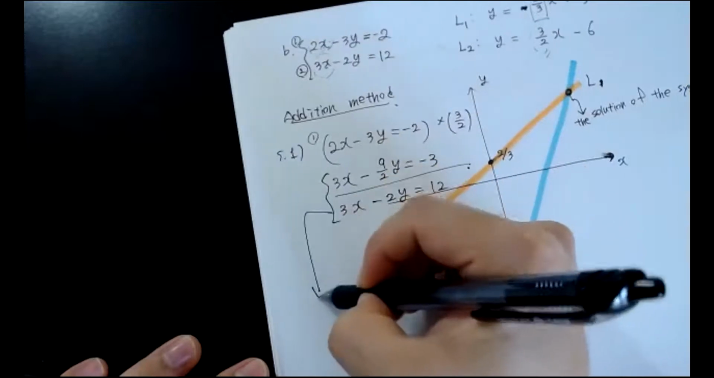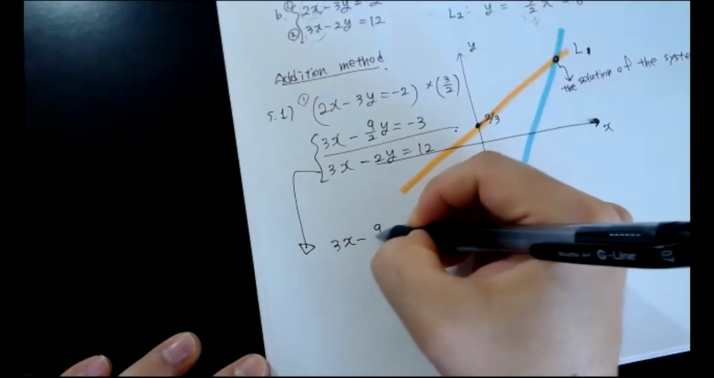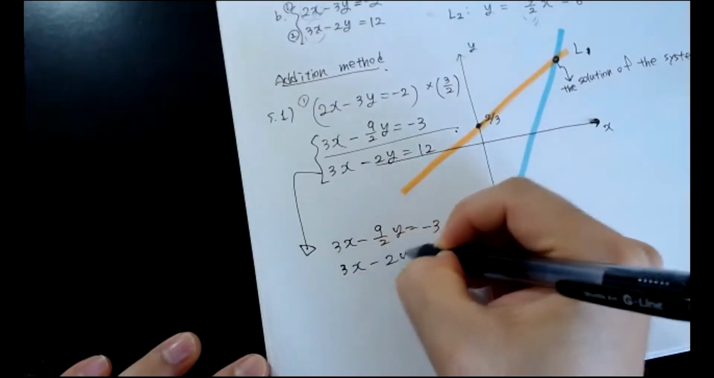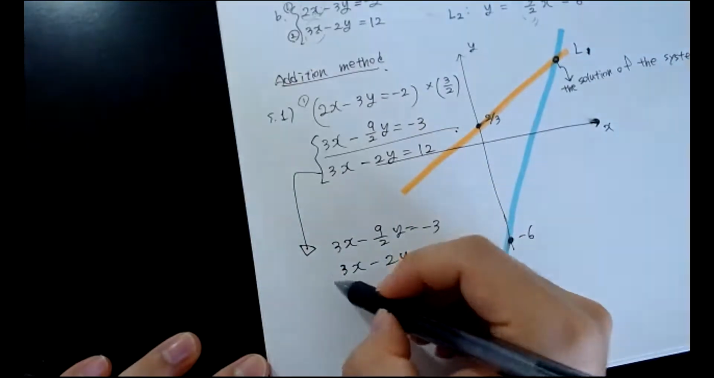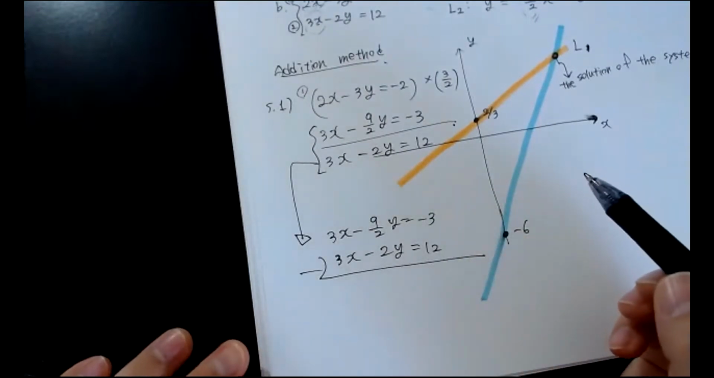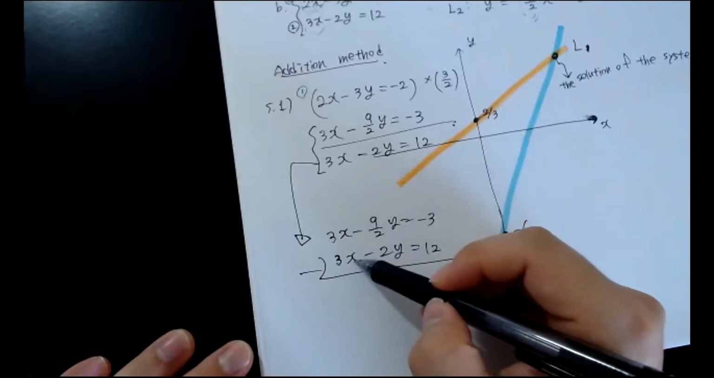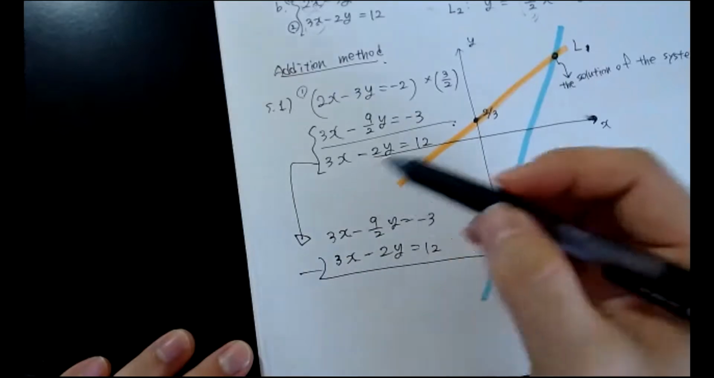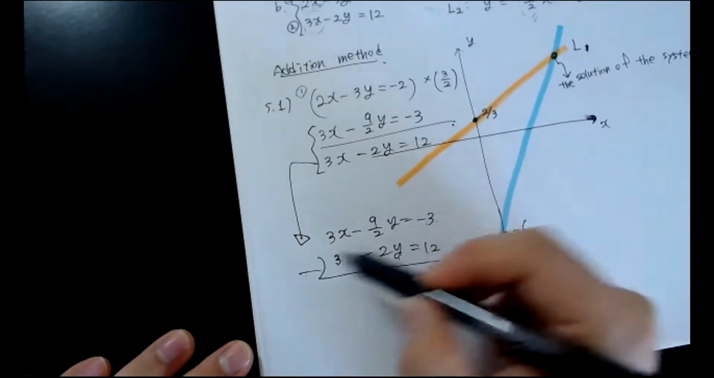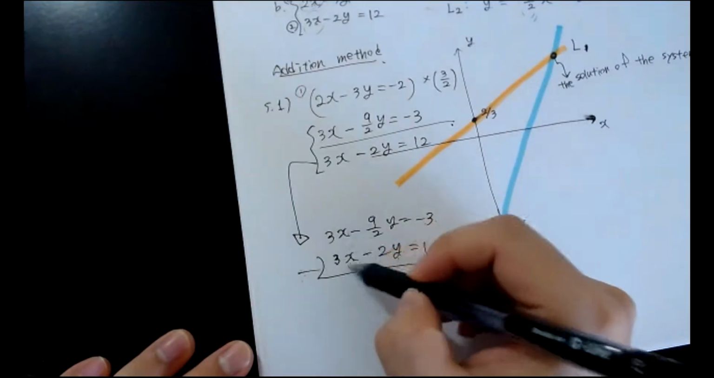So now, what are you going to do? Let me write it down here. 3x minus 9 over 2y is equal to negative 3, and then 3x minus 2y is equal to 12. We're going to subtract the second equation from the first equation. That means we subtract 3x from 3x, then negative 9 over 2y minus negative 2y, and then negative 3 minus 12. So now we see that 3x minus 3x is gone.